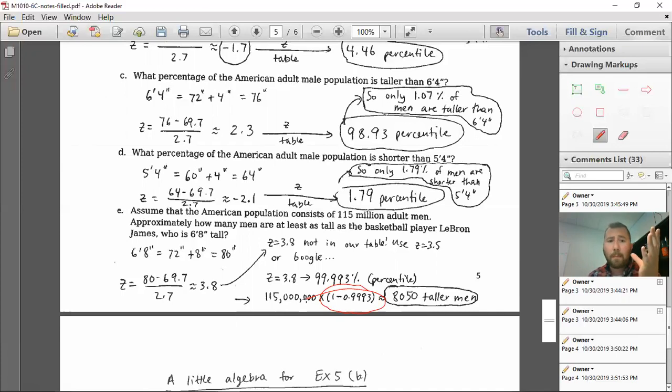You multiply that by the number of men in America. Apparently that's 115 million. Multiply those two values, and what you're going to get is the number of men that are his height or taller, and it's only like 8,000 men, 8,050. So that's the end of 6C here.